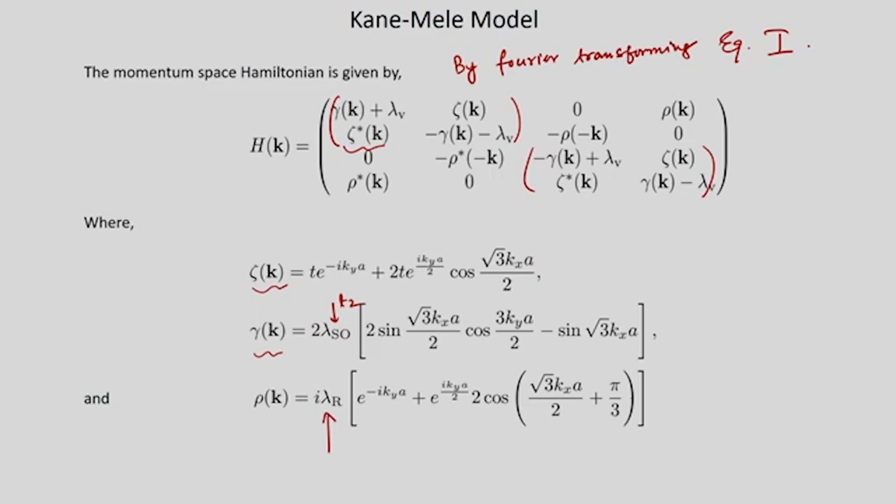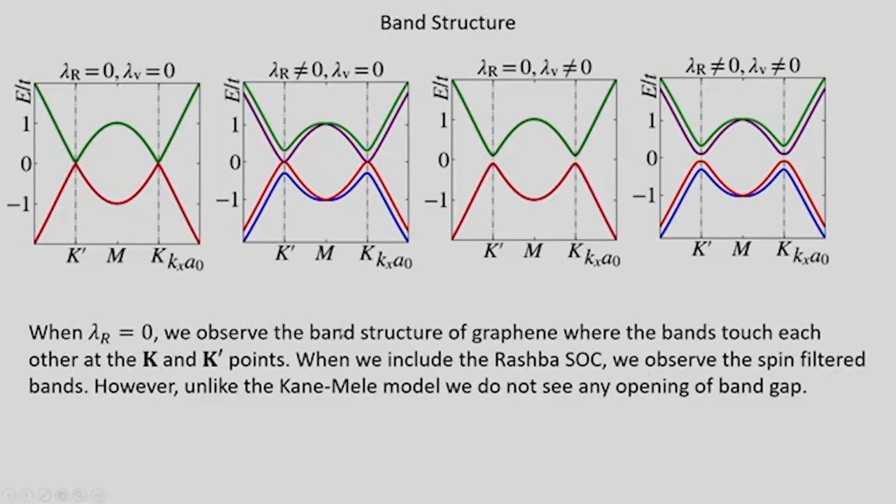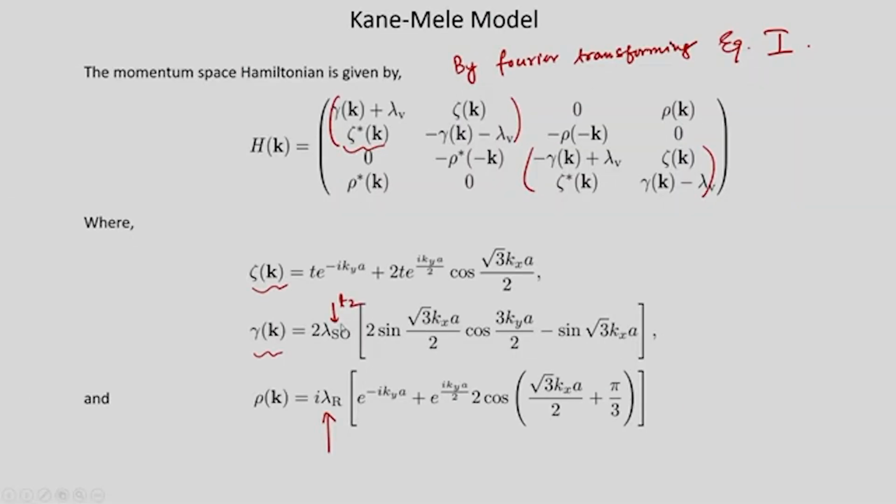You remember the Haldane model was 2 by 2 because spin wasn't taken into account; it was only the sublattice degrees of freedom. Here, of course, we have taken spin into account, and that's why the size of the Hamiltonian has gone up and it has become 4 by 4. And these are some of the band structure plots of these.